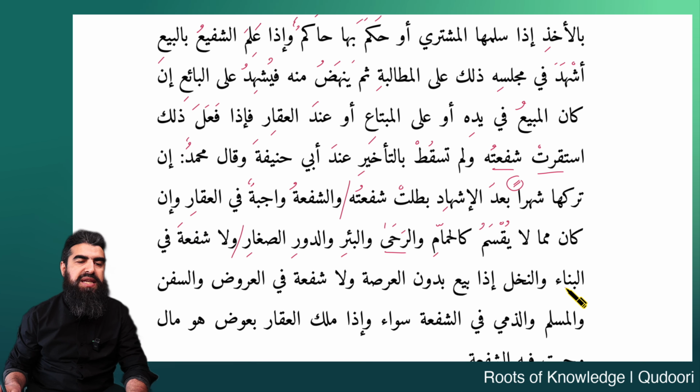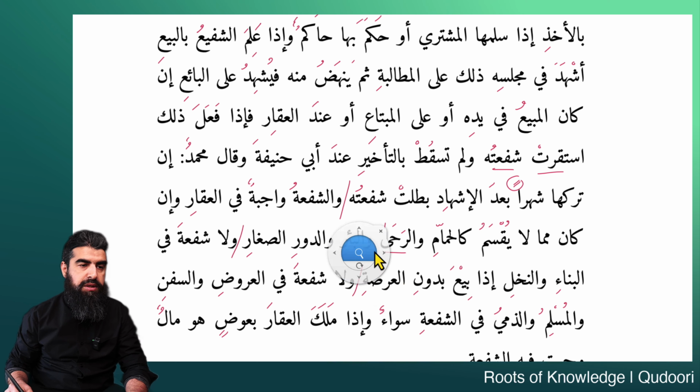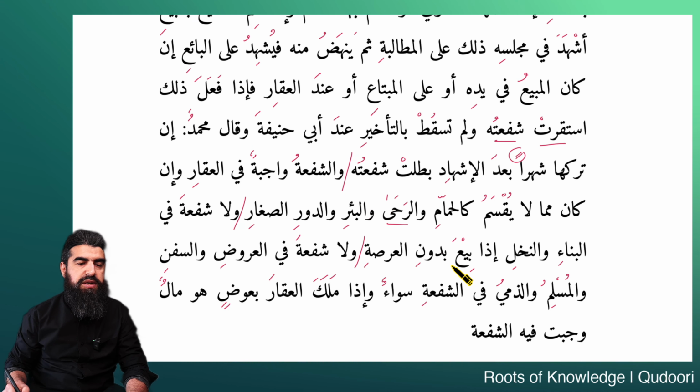ولا شفعة في البناء والنخل إذا بيع بدون العرصة ولا شفعة. Okay, so this is a new sentence again. في العروض والسفن والمسلم والذمي مبتدأ في الشفعة سواء وإذا ملك يملك العقار مفعول به بعوض هو مال. So بعوض هو مال وجبت فيه الشفعة. شفعة becomes necessary.